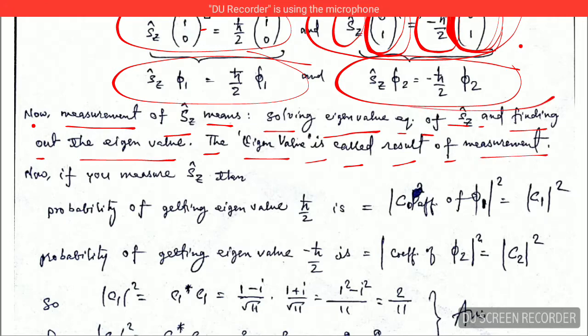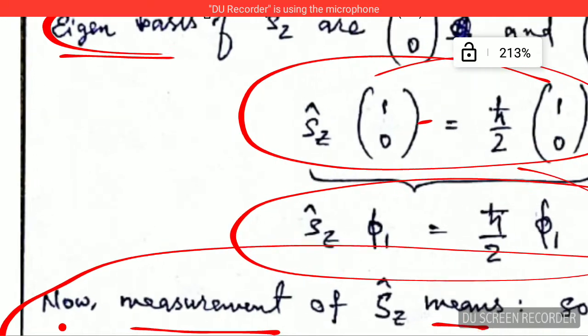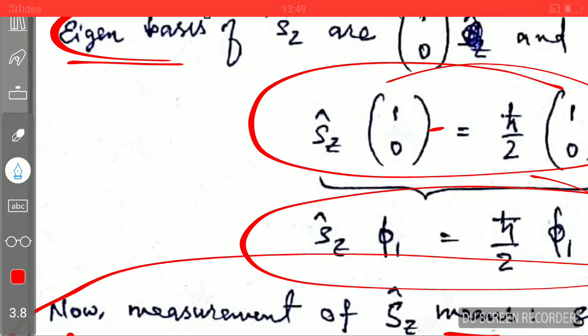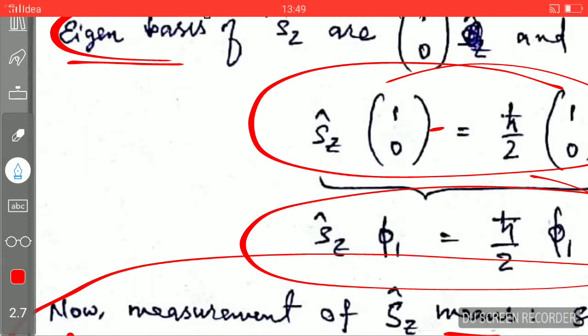Okay, so what I'm explaining here is that in quantum mechanics, every physical quantity has an operator. For example, energy also has an operator.